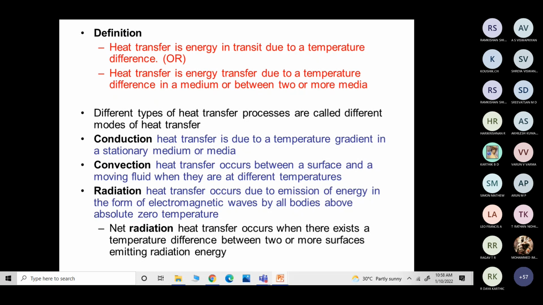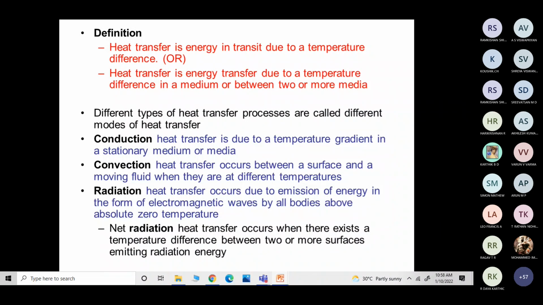Similarly, in car radiators also you will have a combination of convection and conduction. Whereas in the case of steam pipes, we have the hot fluid which flows inside at a faster velocity, and the solid surface will be at a lesser temperature.